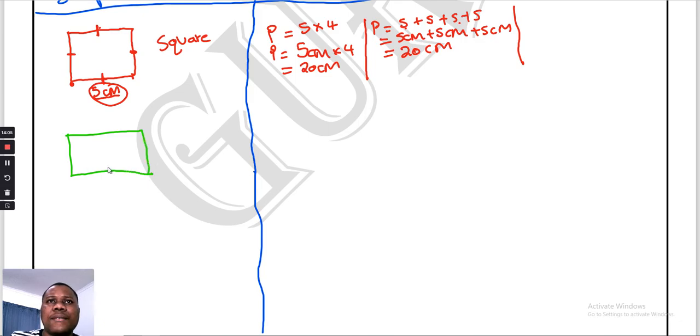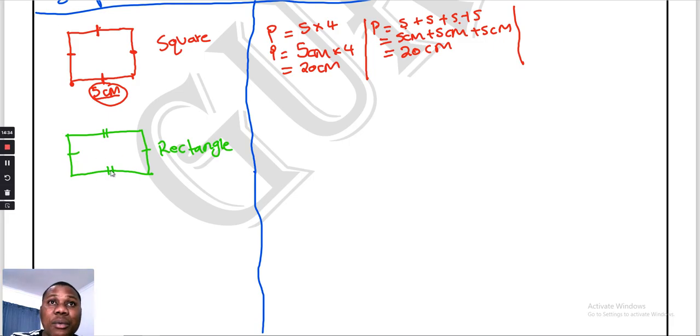Right, I'll explain this. The name of this shape is a rectangle. How do we know that a shape is a rectangle? We see that 2 opposite sides are equal. So if we check, we have 4 sides here.